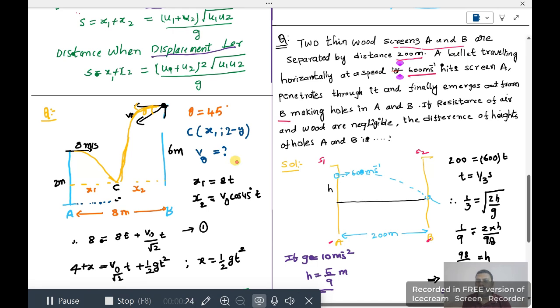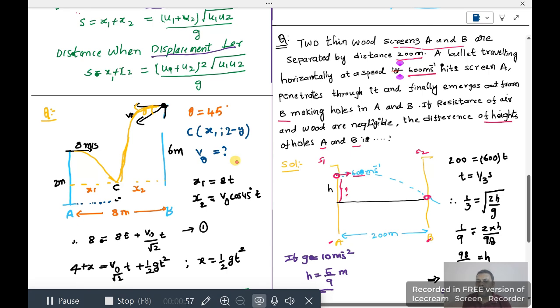making a hole in A and B. So here it is making a hole in A, traveling horizontally with 600 meters per second and coming out of this screen B. He's asking what the separation between these two holes is. The resistance of air is negligible. The distance asked is the difference of heights of holes in screen A and screen B. This distance is the question.